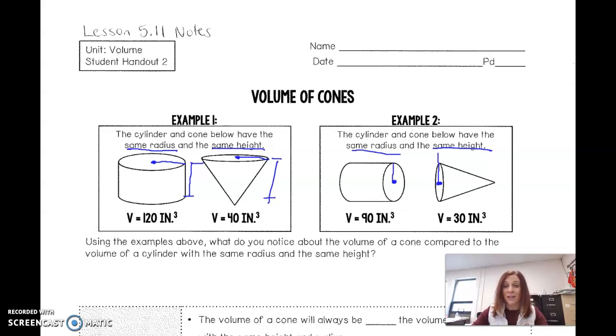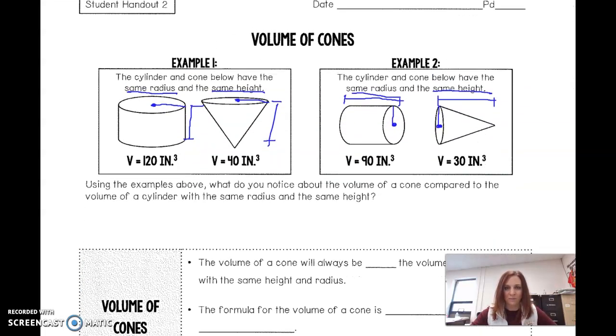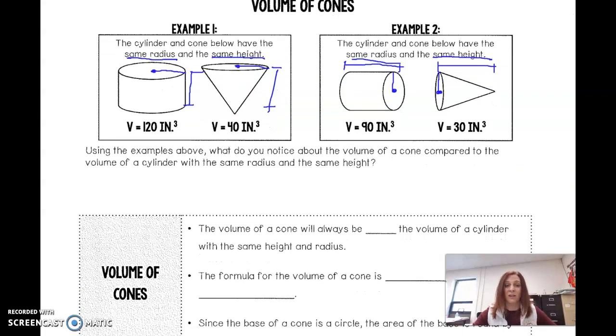And then height. Now, in this case, remember our height is the distance between, well, I'm going to say bases, but we got this problem with the cone, right? The distance from the base to the vertex, the tip. These are the same. So height doesn't have to be vertical. Using the examples above, what do you notice about the volume of a cone compared to the volume of a cylinder with the same radius and same height? So we're working on comparing these numbers.